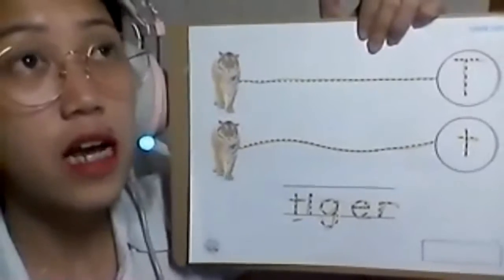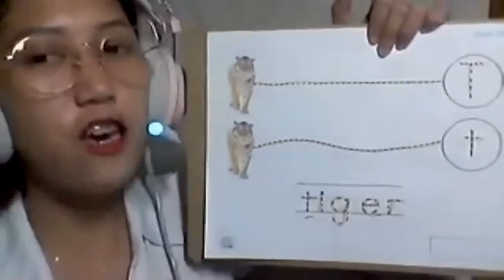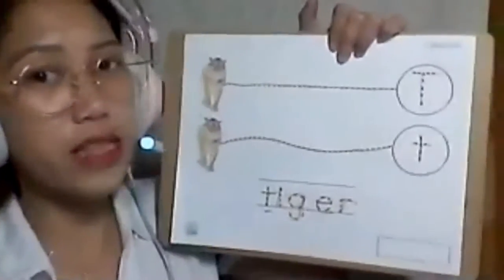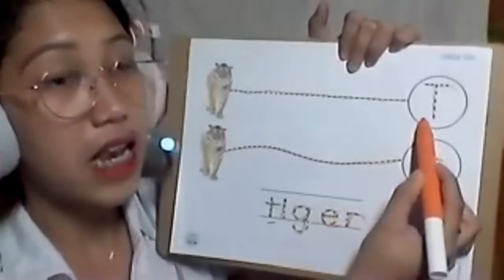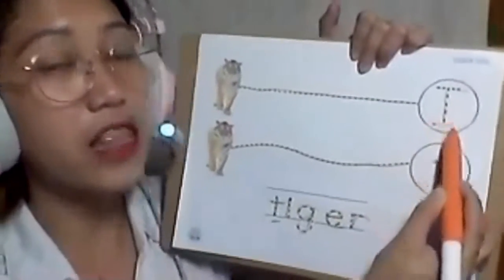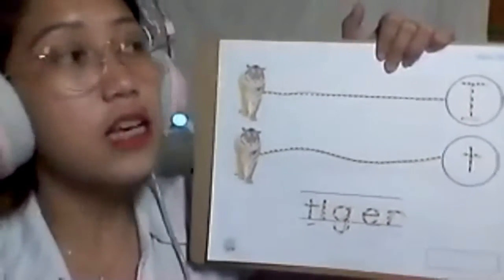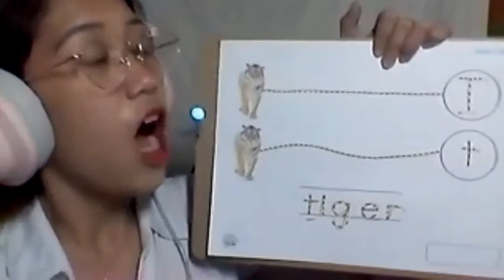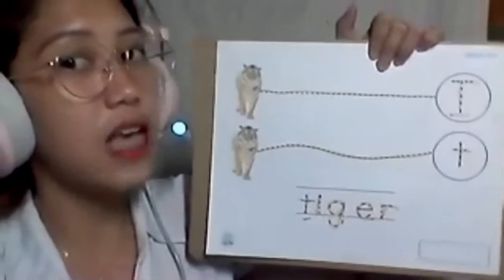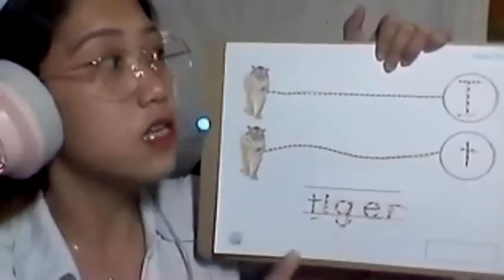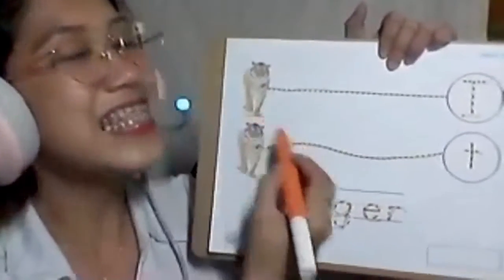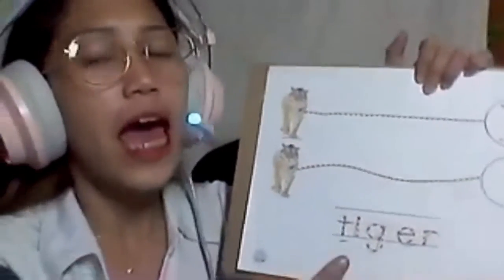What letter? It's the letter T. Very good. Again, what letter is this? Letter T. And the sound of T is? The sound of T is T. All the letters make a sound. The sound of T is T. Tiger, very good. And how about you look for the next worksheet?